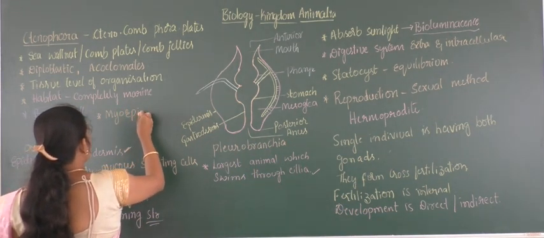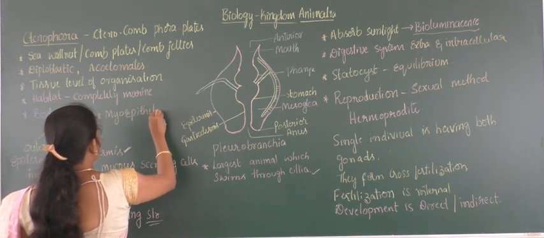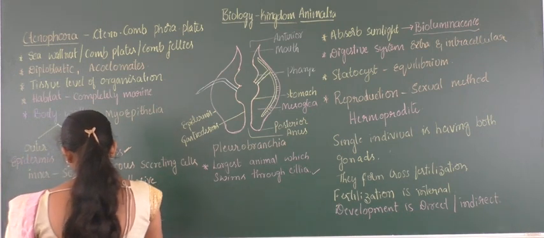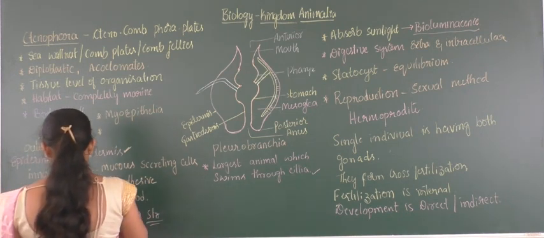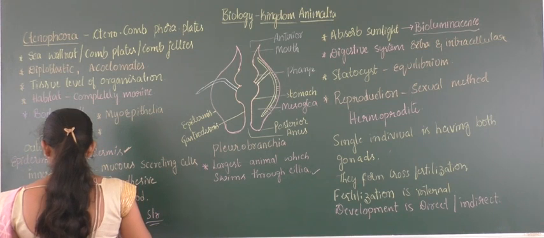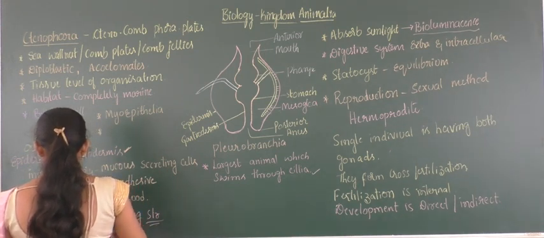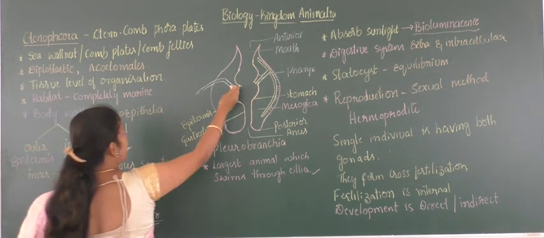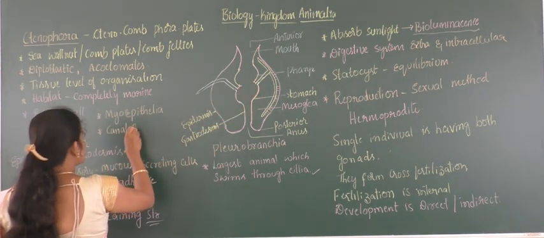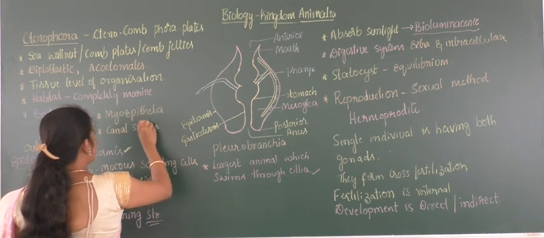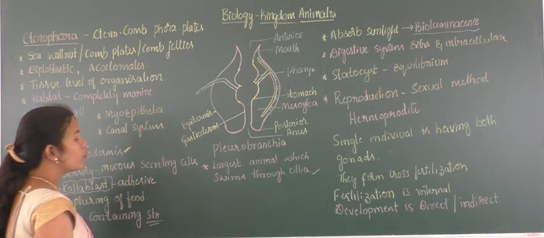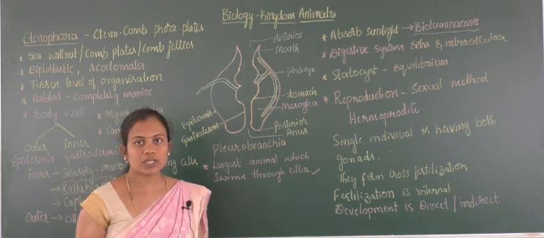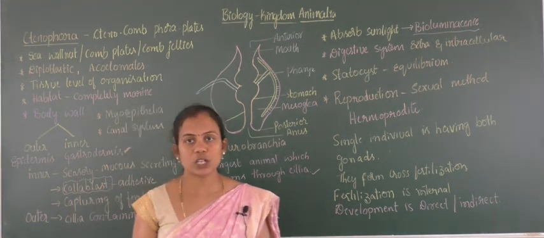Myoepithelial cells, and these myoepithelial cells form the presence of a canal system, as I said here, the canal system which helps in the easy exchange of material, either the food material or the waste component. So it is by the general body surface, the excretion and the respiration process.